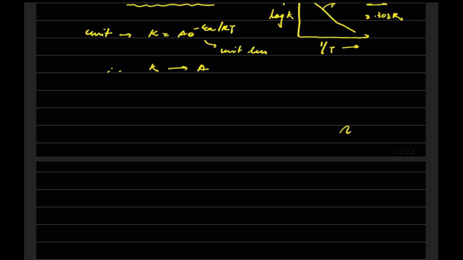Now we came to know that the unit of A is directly dependent on the unit of K, that is the rate constant. We know how we calculated the unit of rate constant K, that is concentration to the power 1 minus n and time inverse. So that is the unit of A as well. Now to find the value of R, that is the gas constant, there are several values of R, so we'll see each one of them.